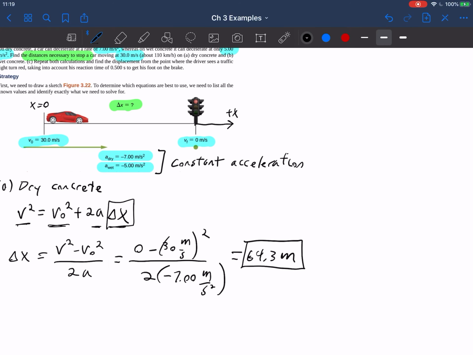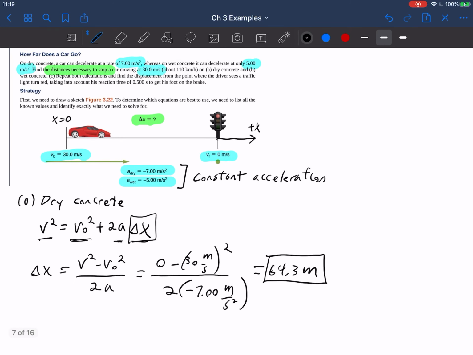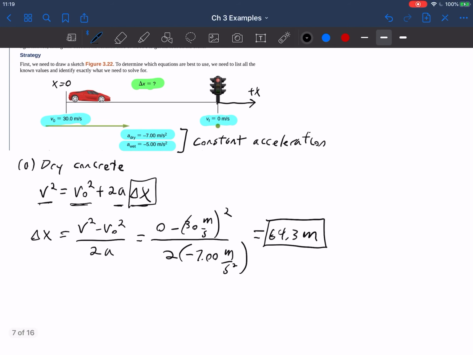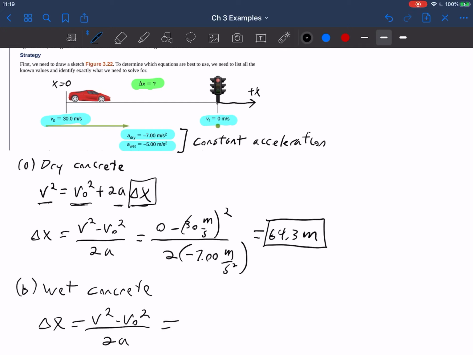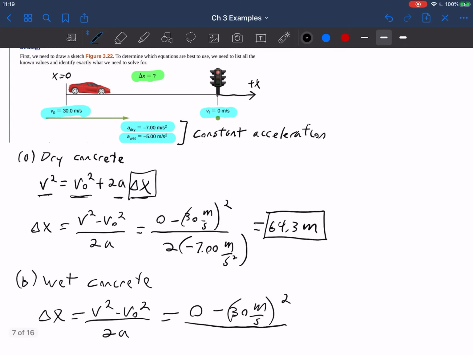For part B, we just have to do exactly the same thing, but this time for wet concrete. So in fact, we can pretty much use the same equation that we've already done. On wet concrete, we can use the same equation. Delta x is equal to v squared minus v naught squared all over 2a. The numerator is exactly the same, 0 minus 30 meters per second, squared. Right, we're still going with the same initial speed, but our acceleration is slightly different on wet concrete. This is 2 times -5.00 meters per second squared.